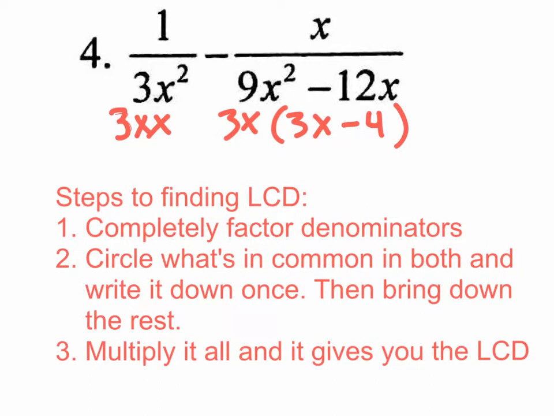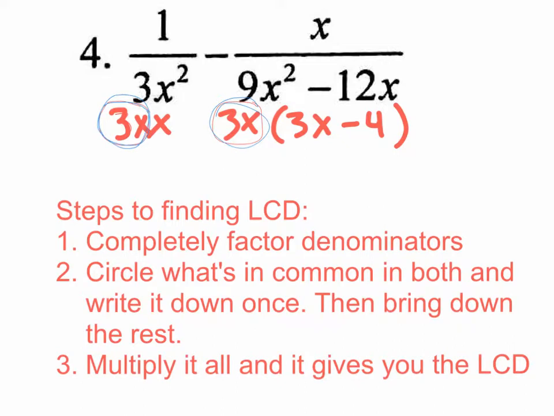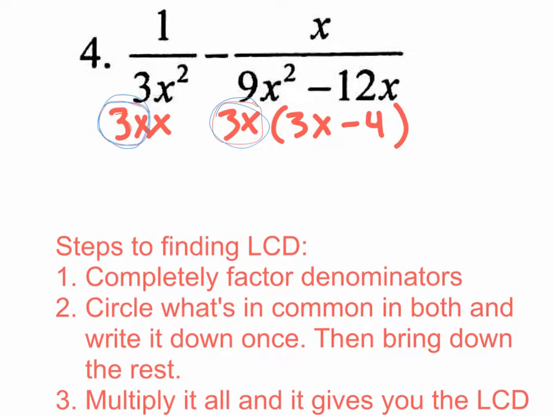Step 2 says circle what's in common in both and write it down once. So I see a 3x right here and I see a 3x right here. You know what? Let me circle them in blue here. I want to circle this 3x and I want to write it down once. So let me make a little more space here. I want to write down that 3x one time, okay? That's what it says: circle what's in common in both and write it down once. That's what I did.